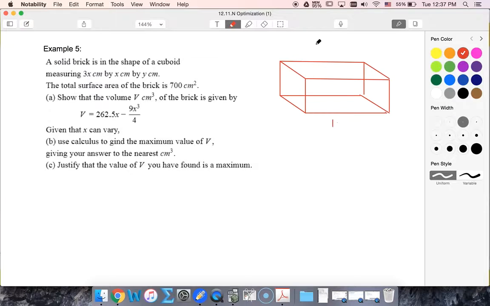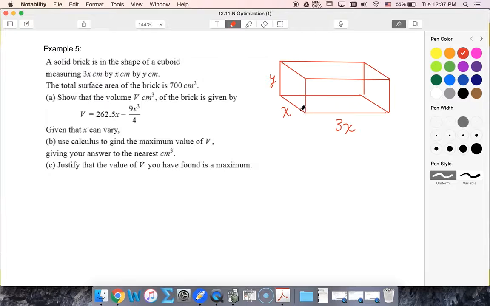I'm going to call this one 3x because that's my longest one. I'll call this one x and then this one y. The total surface area is 700.